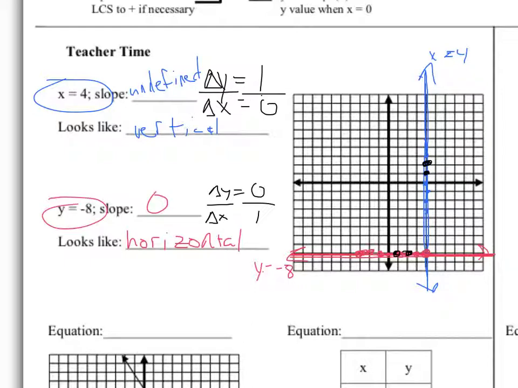So we need to make sure that we understand the difference between a slope of 0 and a slope of undefined. All right, so undefined is when we get that division of 0 because change in x is 0. And a slope of 0 is when we get that change in y is 0. So we're dividing 0 by something. So this should go way back to unit 1. All right, so those are our special cases. x is equal to something, y is equal to something.